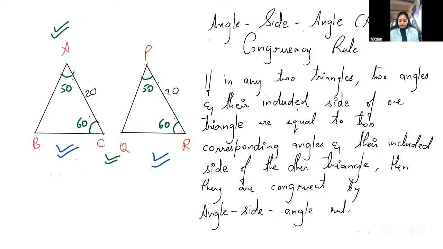Now you can write down. Joshua, when you watched yesterday's video, that was the first rule that I taught. All three sides are equal in both triangles. I taught the SSS rule in yesterday's class. Today I taught you SAS, side angle side, and ASA, angle side angle rule. Please write down.